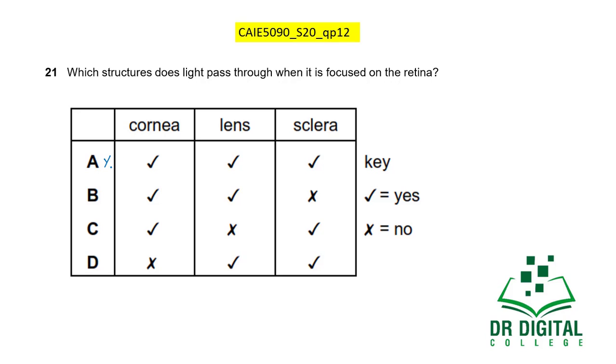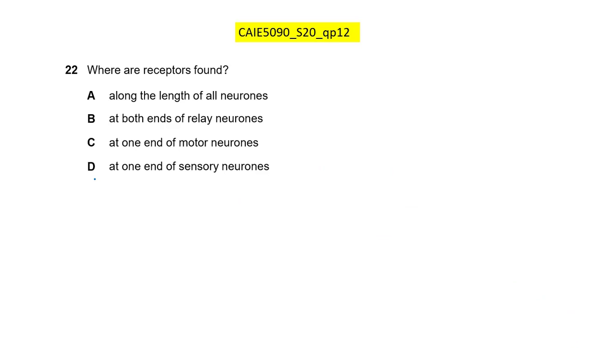So option A is wrong. Option C is wrong because it is telling that it's not passing through the lens. Option D is wrong because it's telling that it will not pass through the cornea. Cornea is the front transparent part of your eye, so the light must pass through it. So answer for this question is B.